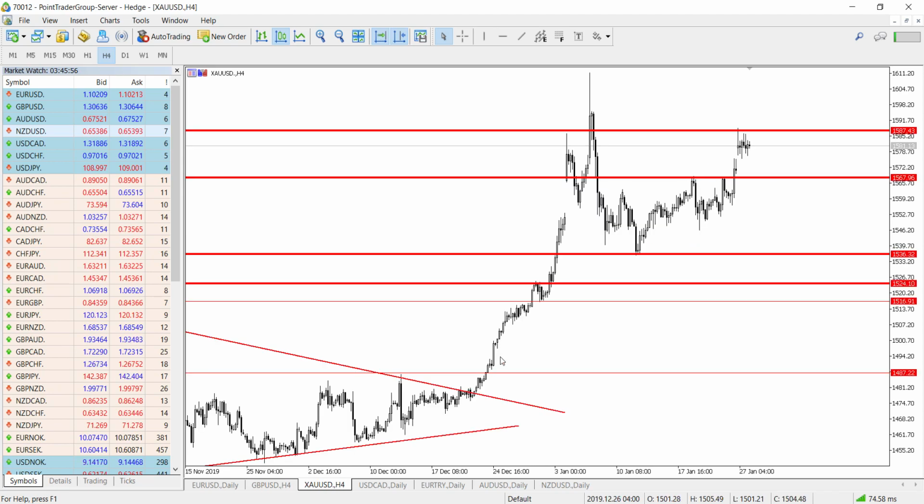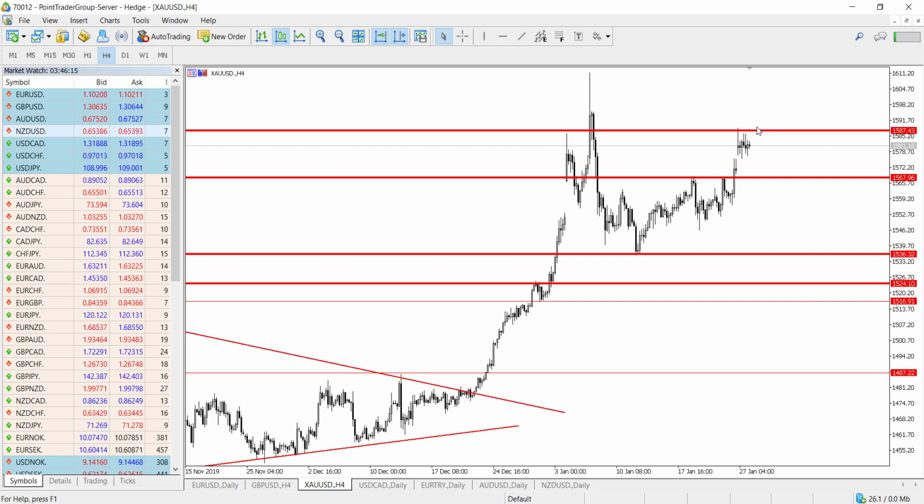Let's move to the gold on the H4 time frame. It is traded below a strong resistance level 1587. This is where we can look for some bearish evidence for unexpected movement to the downside that might reach the level of 1575, 1570, 1567 as a final target.